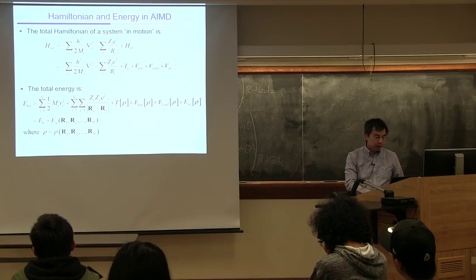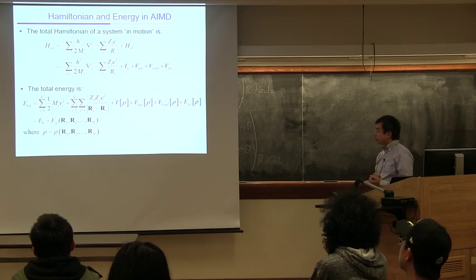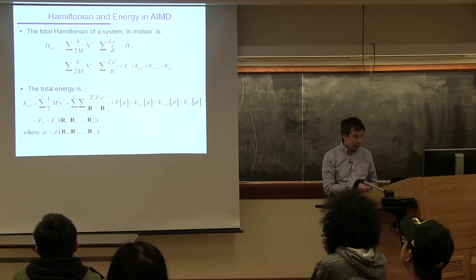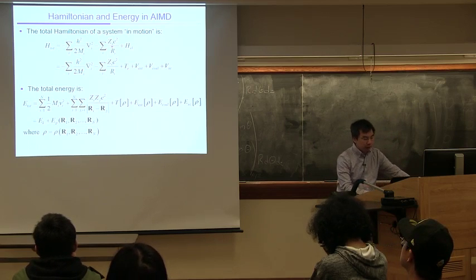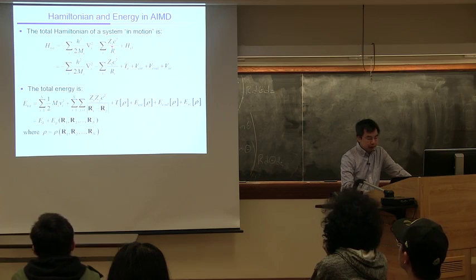Okay, the first is the kinetic energy for the nuclei. And the second term is potential energy for the nuclei, the nuclei-nuclei interaction, right? Okay. So this is the total Hamiltonian. Now what about the total energy? Right, total energy now, in addition to the electronic system energy, we have the kinetic energy for the nuclei.